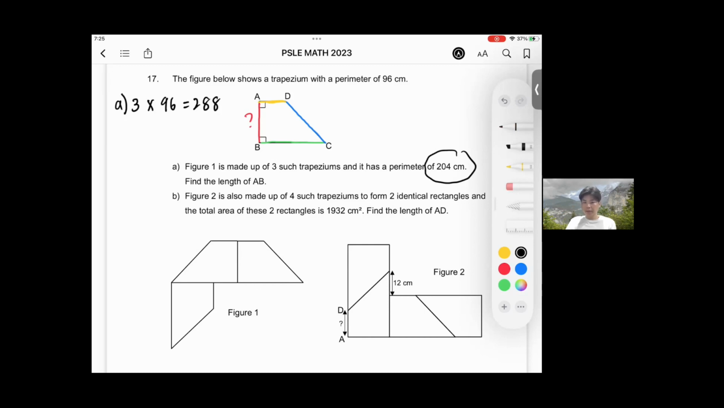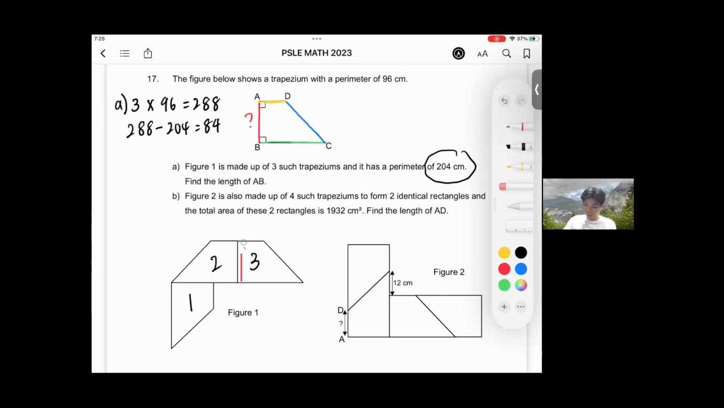And the reason why that is the case is because there are some sides of the trapeziums that are not included in figure 1. All right, so we're going to take 288, take away 204, you will get 84 centimeters. So where are these sides that add up to 84 centimeters? To show you that, I will just number off the trapeziums using trapezium 1, 2, and 3. If you look at trapezium 3, the side of trapezium 3 that is not included as its perimeter in figure 1 will be this side here, and this side here is actually the red line.